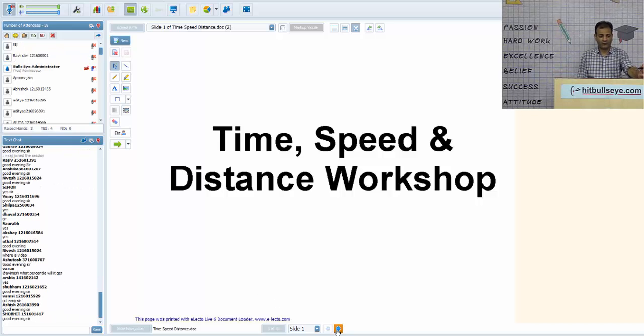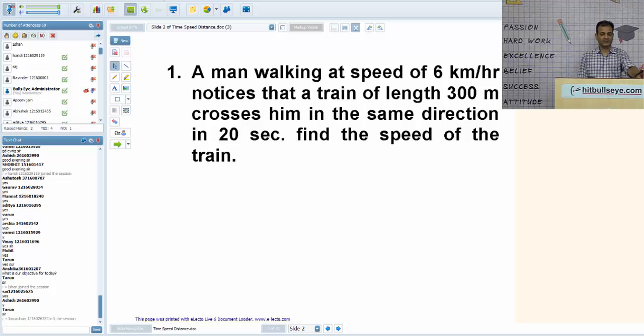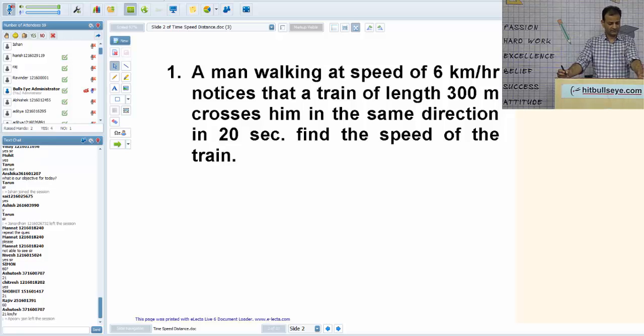I think that all of you have gone through the basics of time, speed, distance. First question. A man walking at a speed of 6 km per hour notices that a train of length 300 meter. Very basic question. It's a subjective one. Write down an answer. Hardly it should take 30-40 seconds.